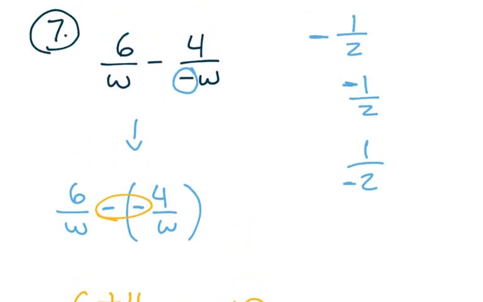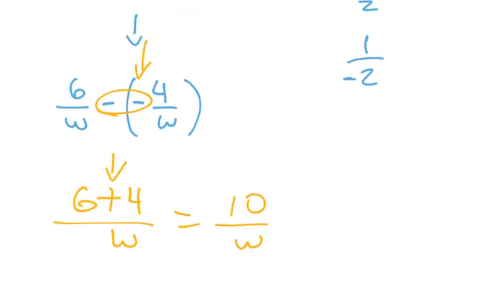You can just tack it off to the side and you have two negatives. Two negatives become a positive.